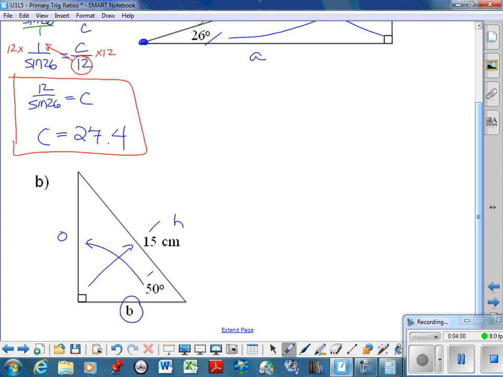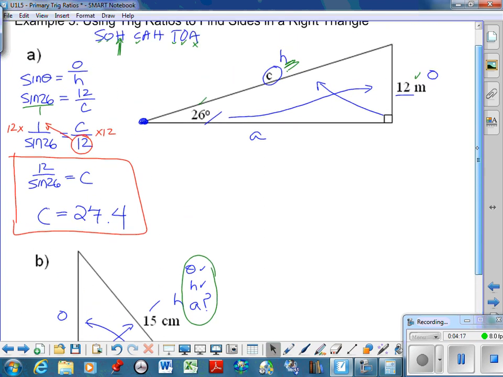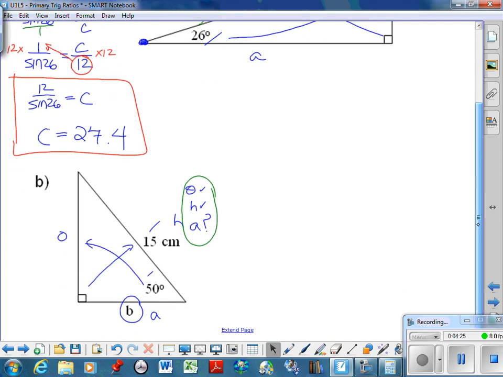This is opposite, and the other side has to be the adjacent. So now, I know theta, I know the hypotenuse, and the A is what I'm looking for. So I go to SOHCAHTOA looking for A and H. If I go back up to my SOHCAHTOA, which trig function has A and H in it? You can see cos has A and H. So that right there tells you what trig ratio to use.